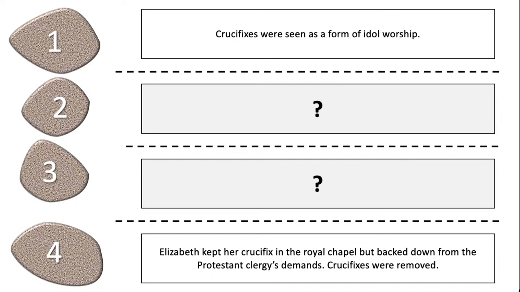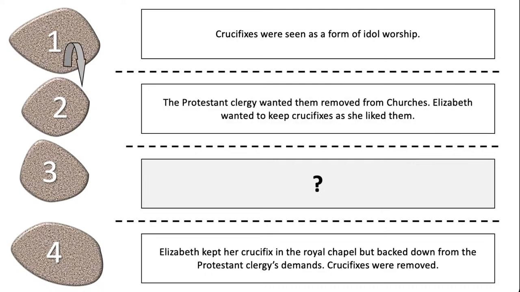Absolutely, yeah. I think Rachel's put something in there for the next steps, suggesting things for both. Nice, yeah. So Elizabeth wants to keep the crucifixes. The Puritans said no. That's good. Now, Rachel, with step three, what would happen between that? Lovely. So you've nailed step two. So with step three, how does this conflict and tension further develop? And we know at step four, Elizabeth does back down. So why, perhaps, could this be the case?